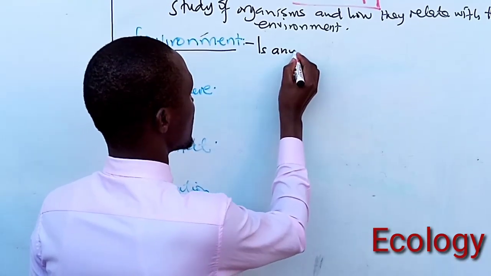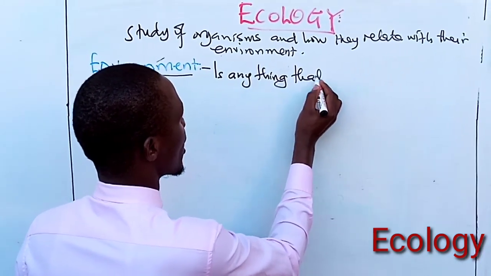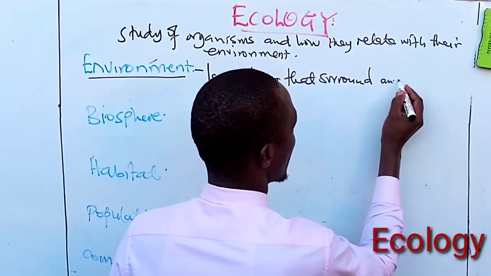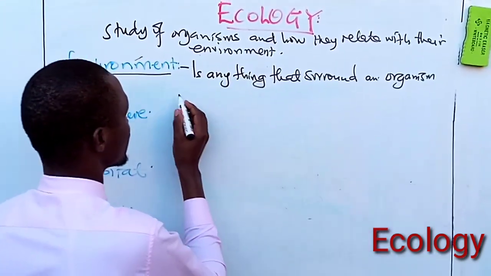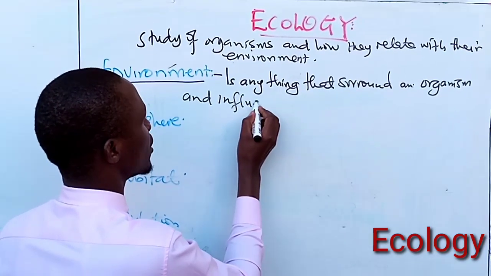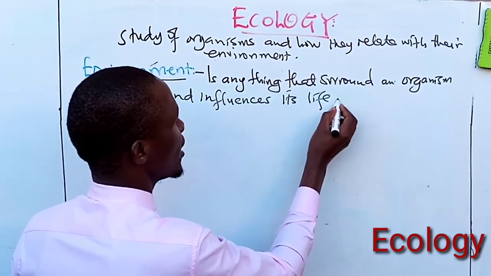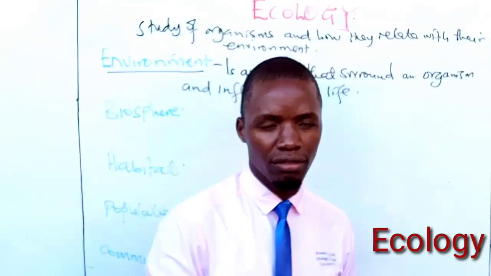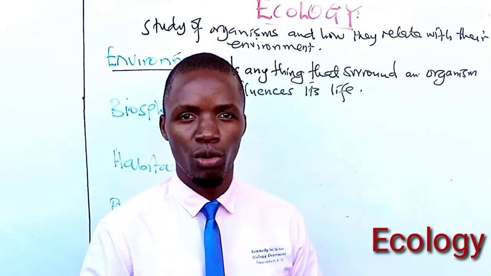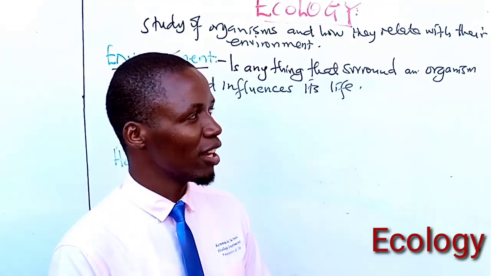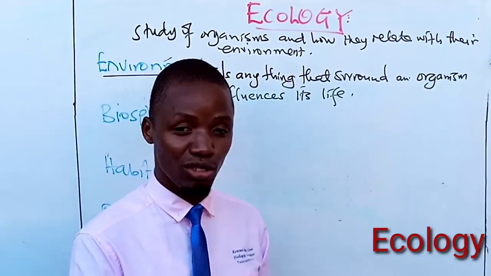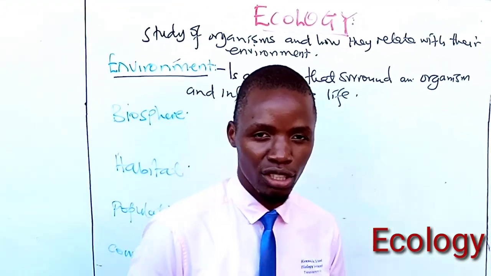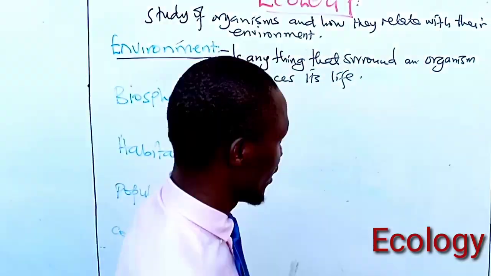So in simple terms, the environment is anything that surrounds an organism and influences its life. Anything that is surrounding any organism and in one way or the other affects its life is its environment. Where I'm seated here, I have very many things surrounding me, some of them my own things. You can also ask yourself where you are standing. Just look around. Anything that is surrounding you and affecting your way of life is your environment.